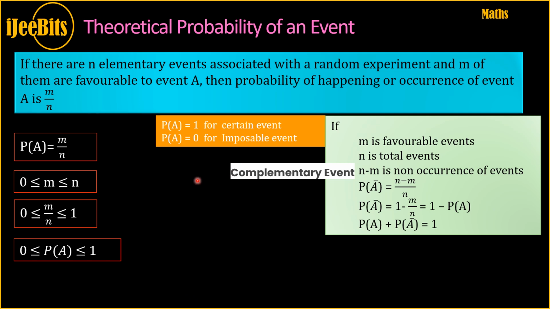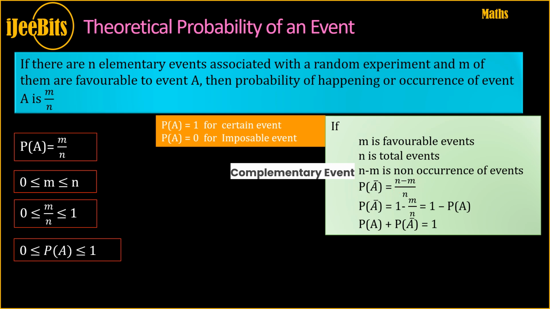Complementary events. What is meant by complementary events? A complementary event is something not likely to happen, not a favorable event. If m are the favorable events and n are the total events, then the non-occurrence of events would be n minus m. You agree? So now you are calculating the probability for non-occurrence events, probability of A bar or A complement, which is equal to the non-occurrence events, n minus m, by n.